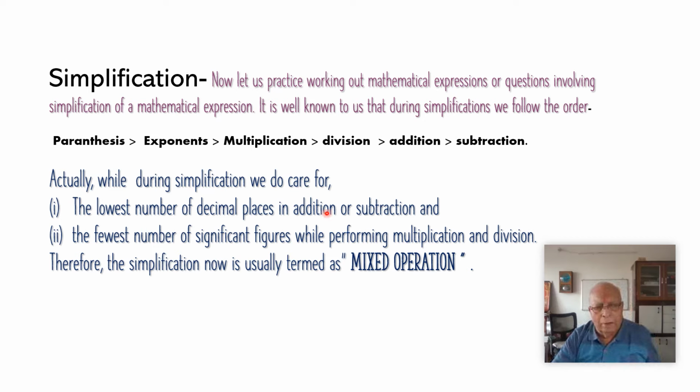And here again, the same principle is followed. Lowest number of decimal places for addition and subtraction, and fewest number of significant figures while performing multiplication and division. Since this involves simplification, it involves principles of significant figures or decimal places, etc. Therefore, sometimes we call it a mixed operation. Not simplification, better call it a mixed operation, because we are caring for the precision of the answer you are getting, of the report.